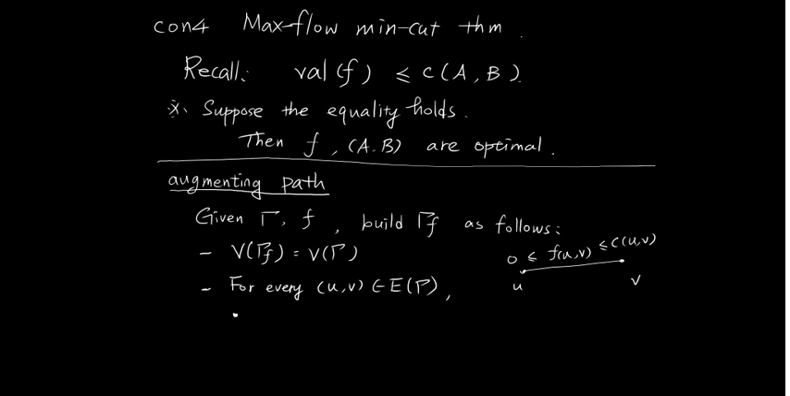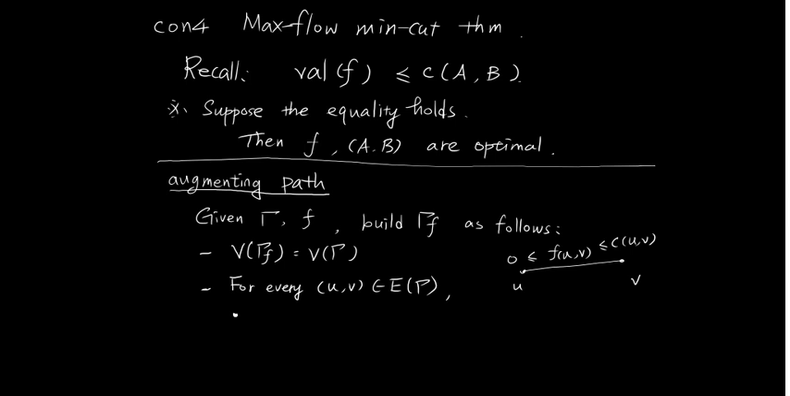So there are two cases. Well, they are not mutually exclusive. The first case is when f is not equal to c. If f is less than c, then we know we can increase some of the flow, right? We can increase the flow a little bit. On the other side, if f is greater than 0, then we know we can decrease the flow. Very natural observation.